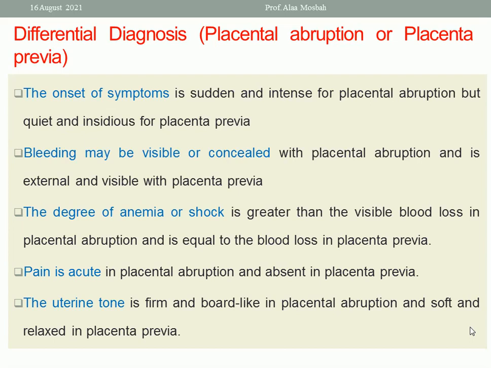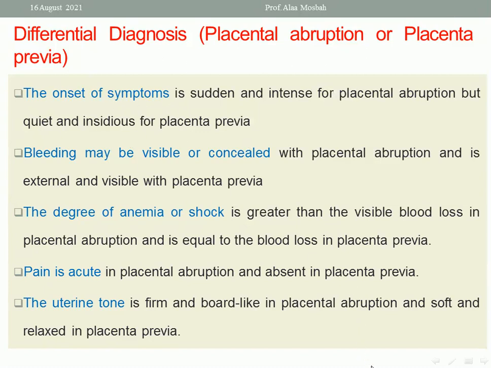What is the differential diagnosis? Really, we wanted to differentiate between placental abruption and placenta previa. Also, placental abruption and uterine rupture, because uterine rupture also is one of the causes of antepartum hemorrhage. But we will concentrate here on placenta previa.